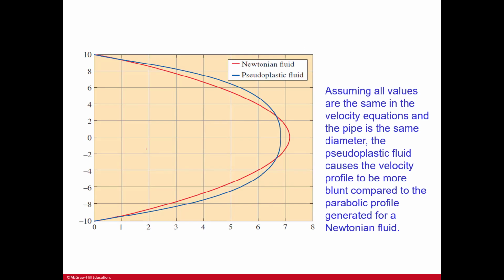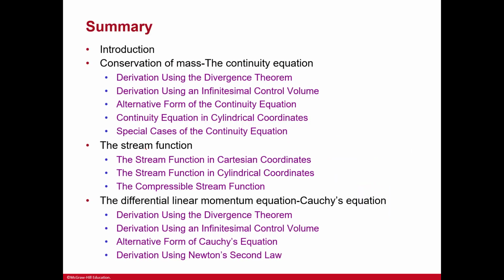So here, assuming all values are the same in the velocity equations, the pipe is the same diameter, all of those things that we just talked about are the same, the pseudoplastic fluid causes the velocity profile to be more blunt compared to the parabolic profile generated for the Newtonian fluid. And so you can see that even if those were all the same, they could still be different depending on the fluid. So here's a summary.